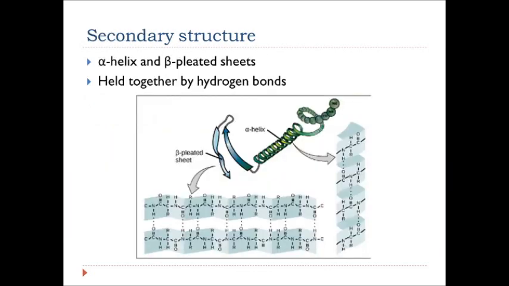The secondary structure of proteins involves alpha helices, or an alpha helix as the singular form, and beta pleated sheets. These are held together by hydrogen bonds. So you can see that they are still chains of amino acids, but different hydrogen bonds are also formed, creating their structure of the sheet or the helix.